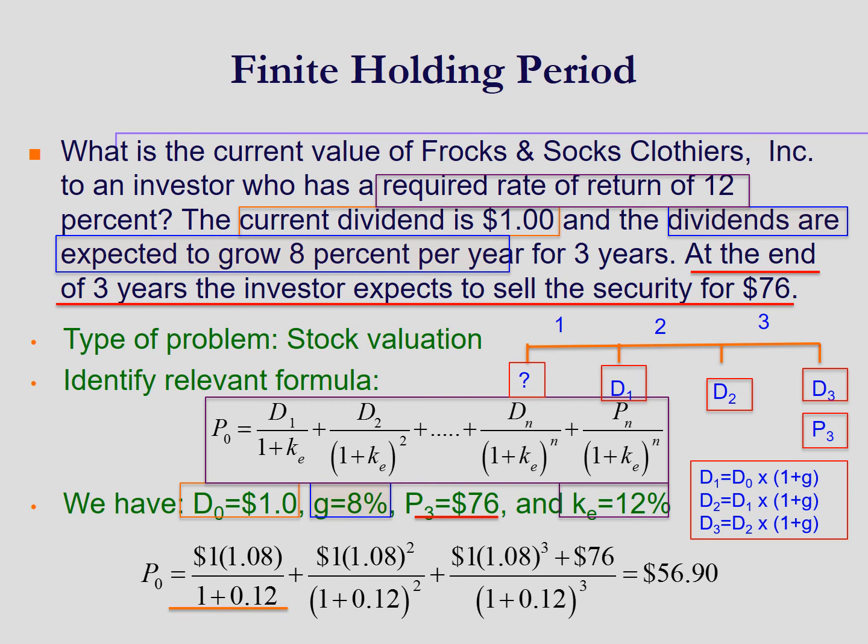We discount D1 for one period to get the present value of D1. Discount D2 for 2 periods to get the present value of D2. Discount D3 plus P3 for 3 periods to get the present value of D3 and P3, and sum them together to obtain the current share price equal to $56.90.